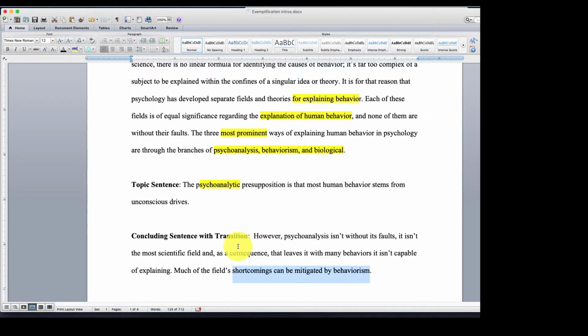So we ended with talking about psychoanalysis not being a perfect field. We also then see here behaviorism, and believe it or not, the next section of his paper would be behaviorism, which is following the previous statement. So you want to make sure whatever order you have in the previous statement, just like in the last paper, that's the order you want to follow in your paper.